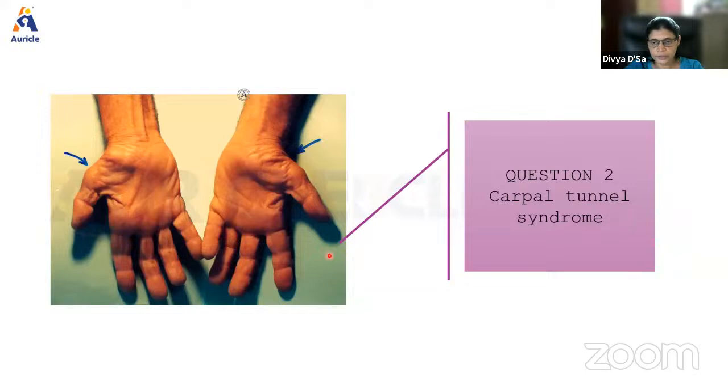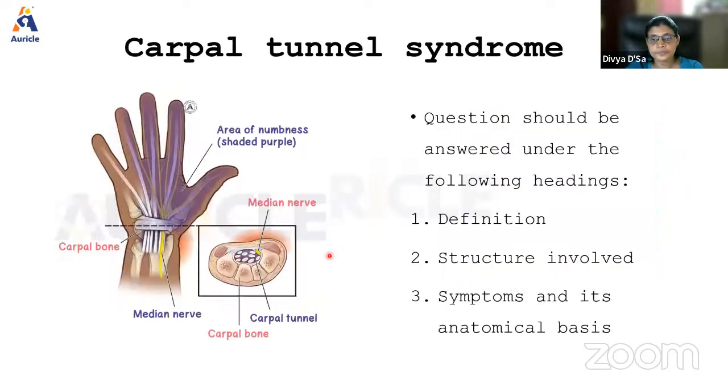Then carpal tunnel syndrome. The carpal tunnel is an osteofibrous canal, because below it is formed by the bones, and above there is the flexor retinaculum. The retinaculum is basically the deep fascia, a modification of the deep fascia. So this is the fibrous part, and this is the osseous part. So it is an osteofibrous canal seen beneath the flexor retinaculum. You should know what we mean by carpal tunnel syndrome.